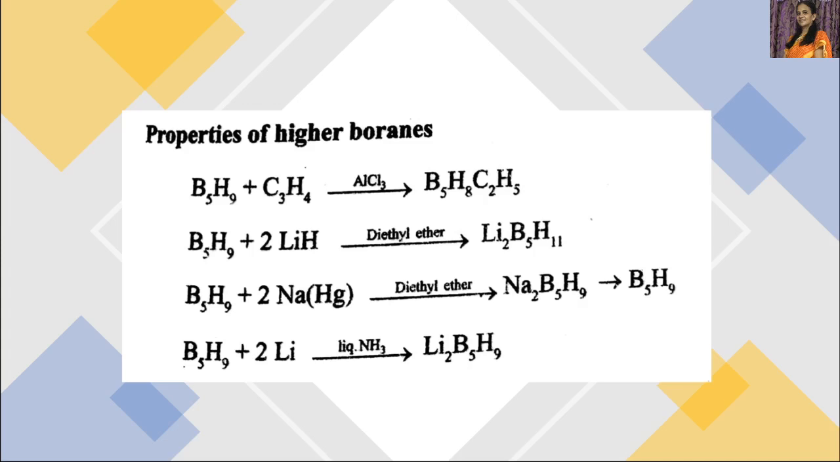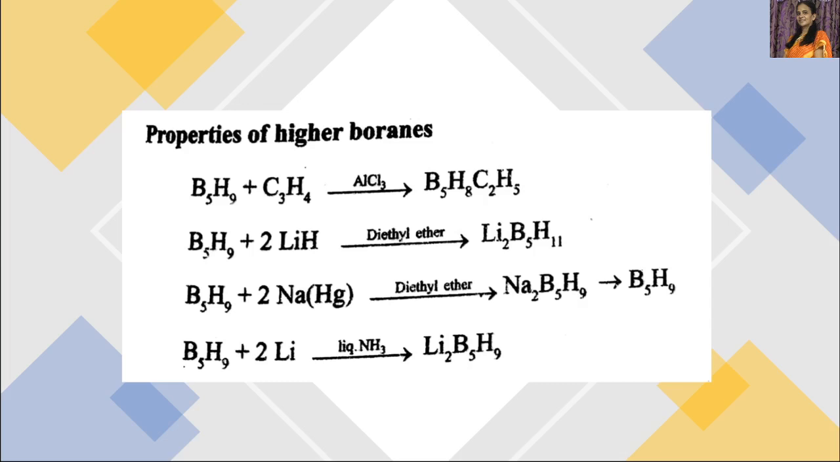Next, properties of higher boranes. Higher boranes have different properties. Here we considered B5H9, pentaborane. This is C3H4, which is nothing but propyne. Propyne, if treated in the presence of AlCl3, gives this compound, where one hydrogen atom is replaced by a C2H5, that is an ethyl group.